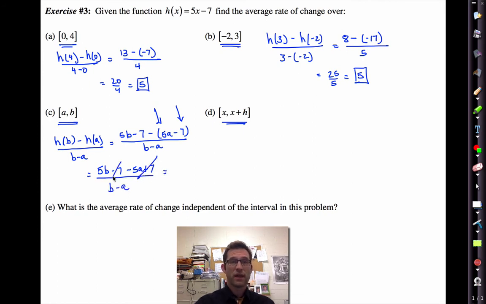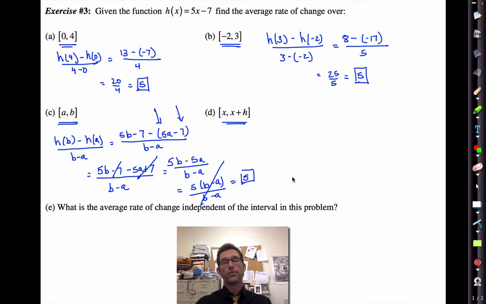Notice the 7's now cancel. I have 5B minus 5A divided by B minus A. That's 5 times the quantity B minus A, divided by B minus A. Those cancel, and I get 5.